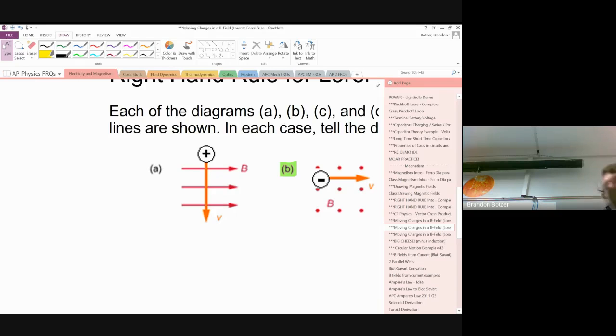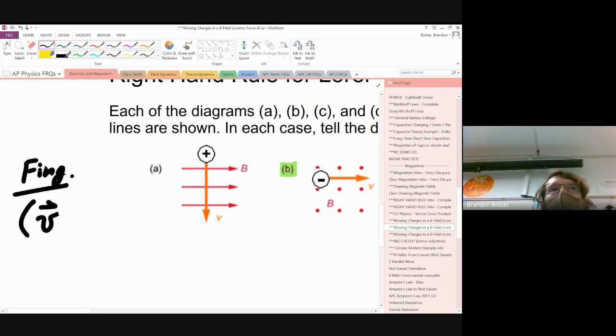Welcome to the right-hand rule. Here's how you do it. Remember, anytime we have a cross product, you take your fingers and you go along the first vector. So for us, that is V. We then cross the fingers to the second vector. You curl them around to the other one, which in this case is B.